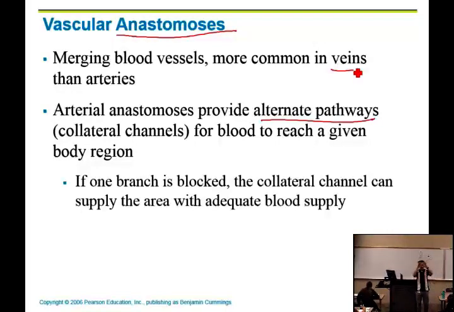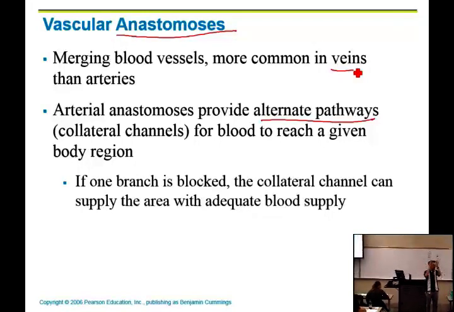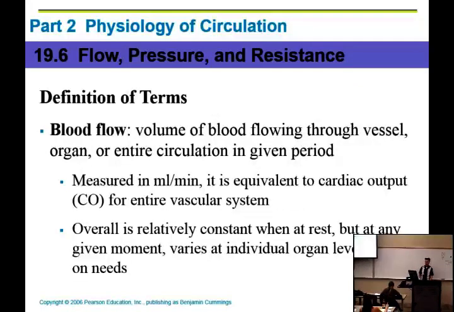sometimes, instead of repairing them, if they know that there are these collateral pathways, they'll just go out and remove that one or cut it and tie it off, knowing that we have the rest of this network that can still handle the flow. So that's what these vascular anastomoses are: alternate detours or additional pathways that will connect to a particular region.